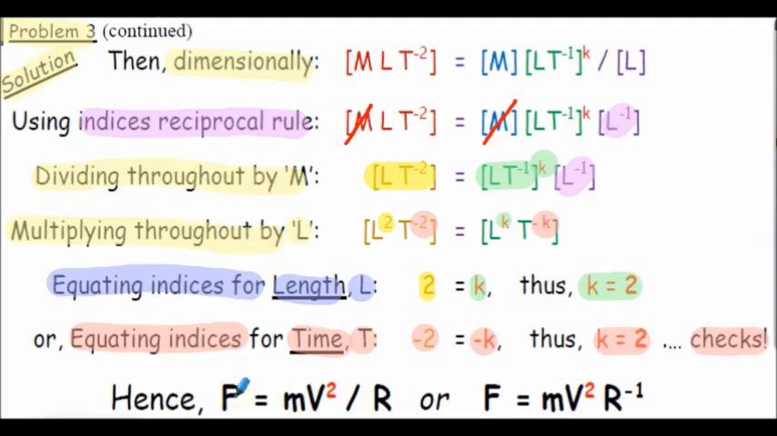So we can now write our formula for force. Force can be written as mv squared divided by r, or of course the force can be written as mv squared multiplied by r to the negative 1, whichever solution you prefer. So that's the complete solution for problem 3.